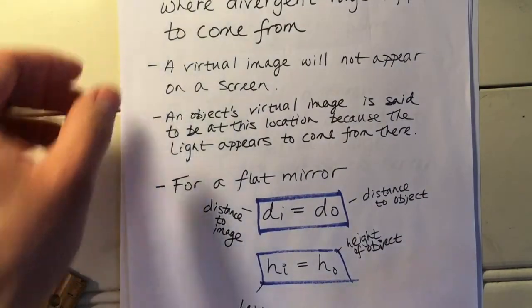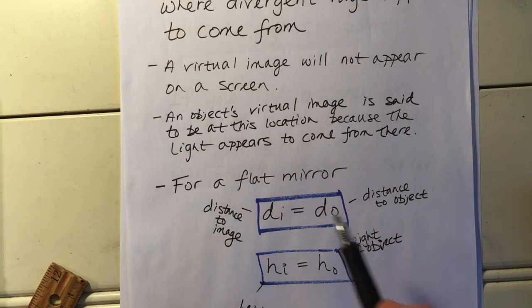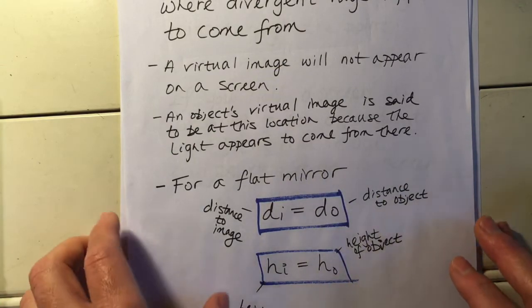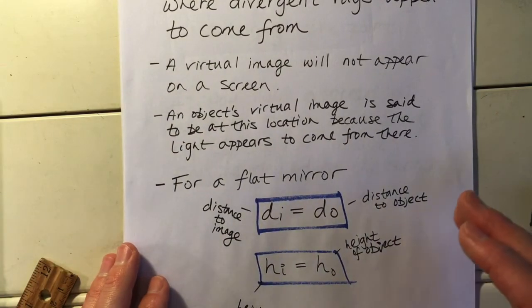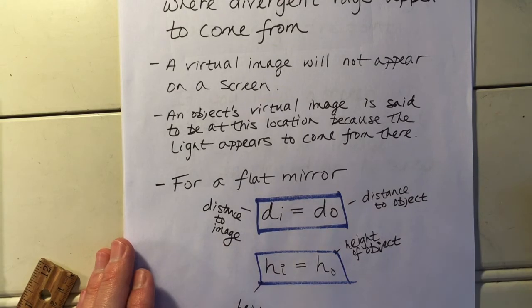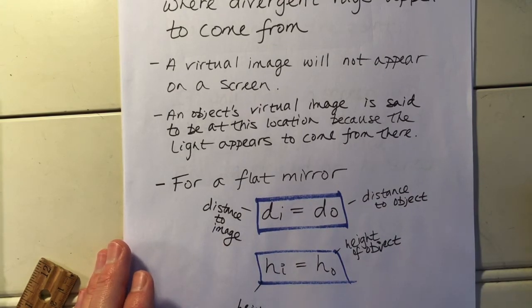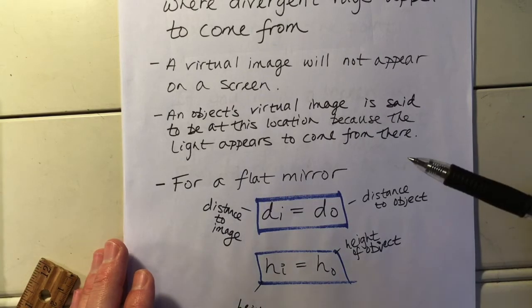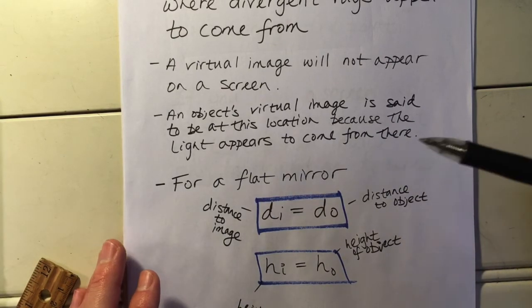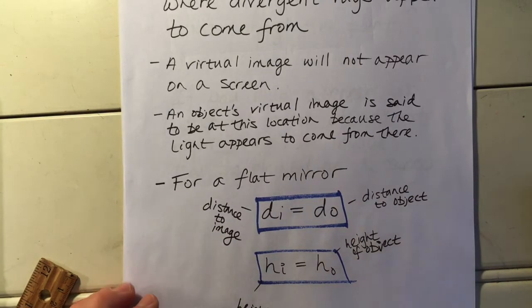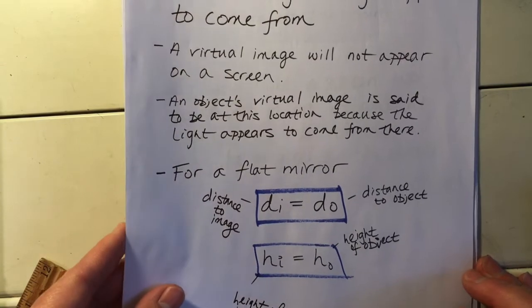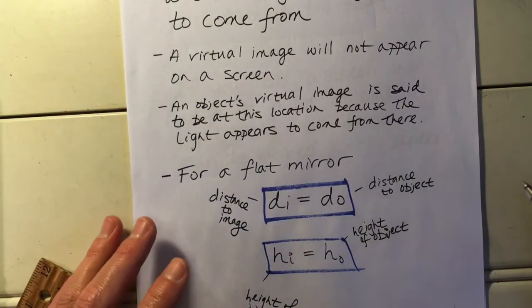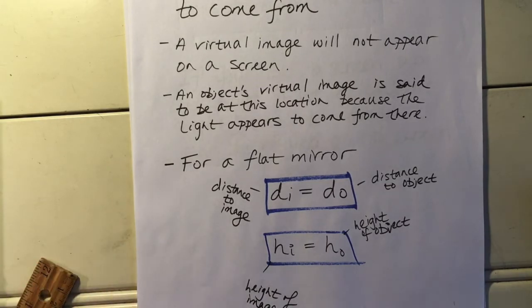An object's virtual image is said to be at this location because the light appears to come from there. So that's what we're working off of. When we label something a virtual image or a real image, it's not so much about what you see in the mirror. It's more about, did the light really go through that point? Real image. Did the light not go through that point, but it appears to come from that point? Virtual image. Both of them you are going to be able to see in the mirror, but mirrors actually can make images outside of the mirror, and we call that a real image.